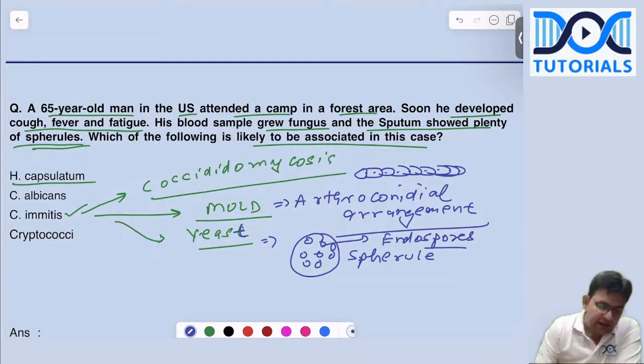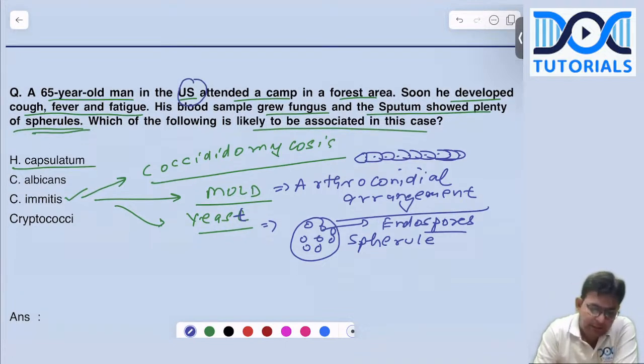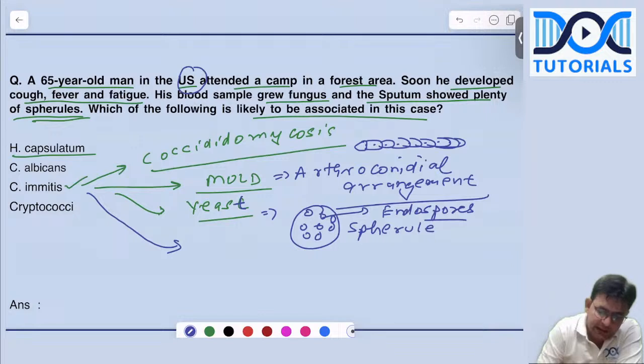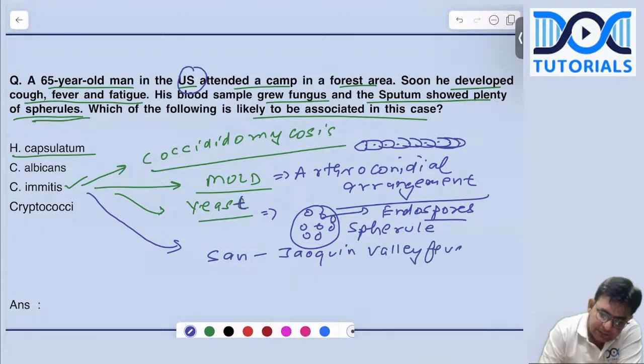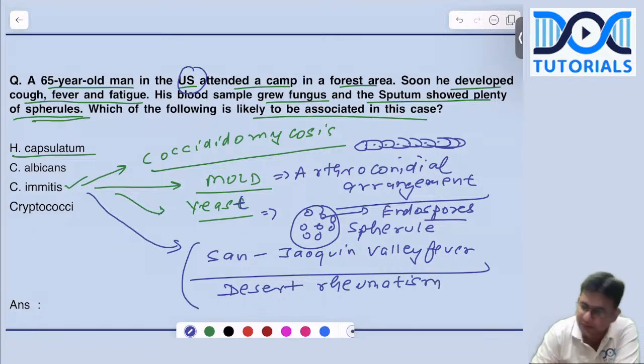So remember this fact that in this case the answer is coccidioidomycosis, seen in the US. And in the NEET PG, it came that this also associates with San Joaquin Valley fever and desert rheumatism.